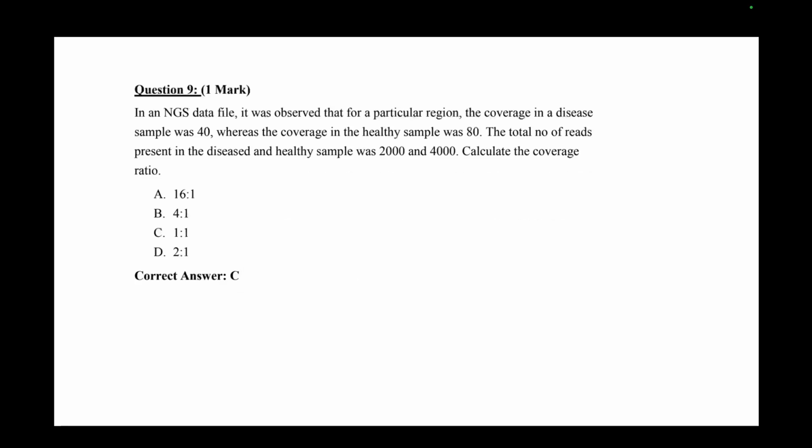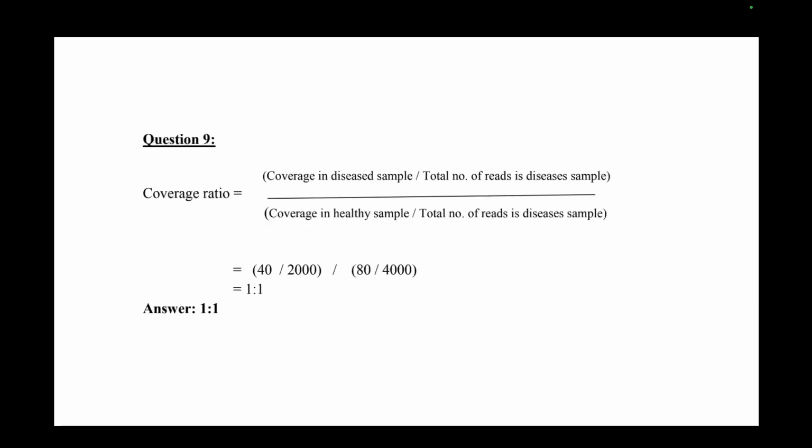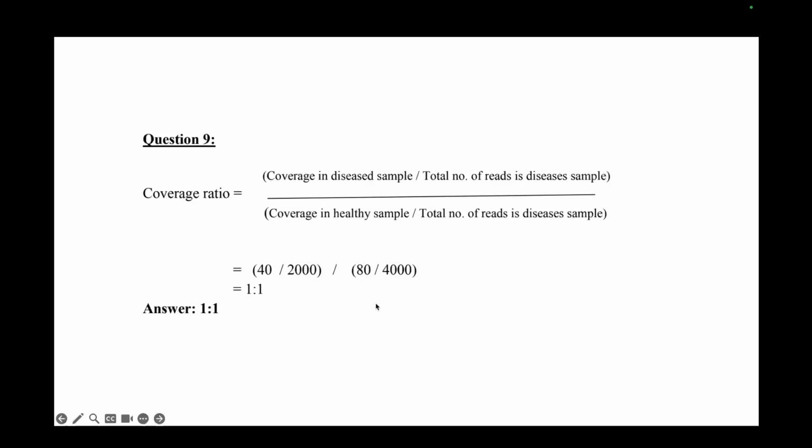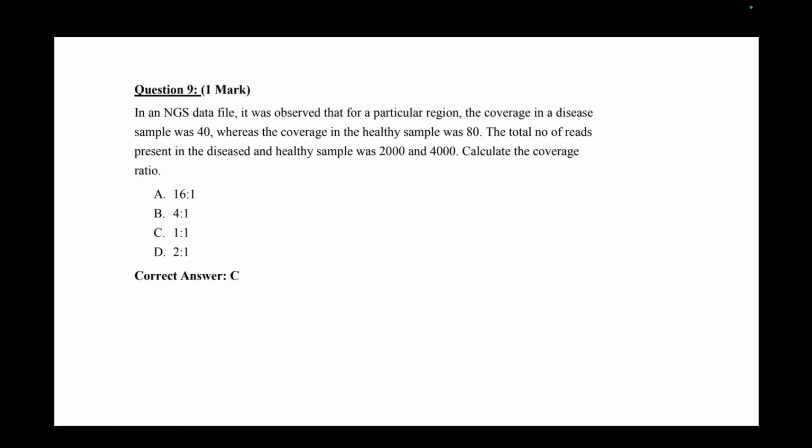I've put the answer here, but this is how the coverage ratio is calculated. Calculate the coverage in your disease sample by dividing the total by the total number of reads. Do the same for the healthy sample. Your coverage here was 40 and your number of reads was 2000. So 40 divided by 2000, divided by 80 divided by 4000. It's like 1:1. So it's quite simple. You take the ratio of diseased and healthy, 2000 is to 40 and 4000 is to 80. It's the same.